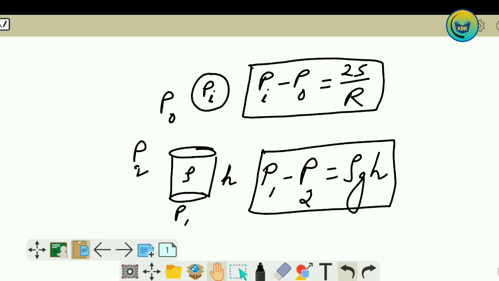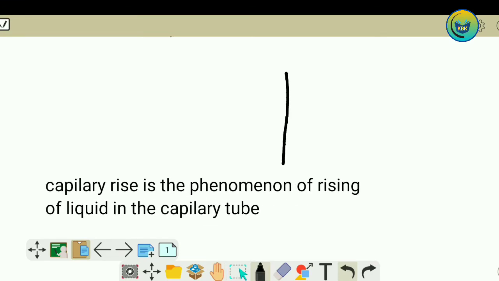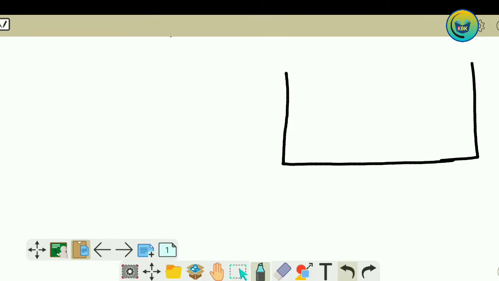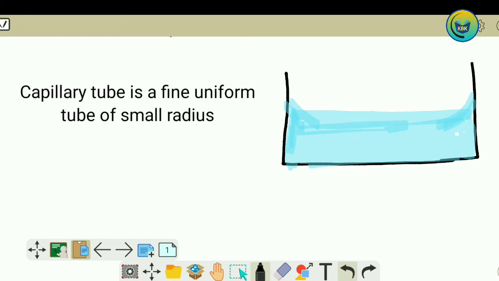For that, let me take a container and fill it with water up to this level. As we already know, there is an angle of contact between the solid surface and the liquid surface. Let me say this angle of contact is an acute angle, so this is a concave surface, right? Let me try to put a capillary tube. A capillary tube is a small, fine tube, right?